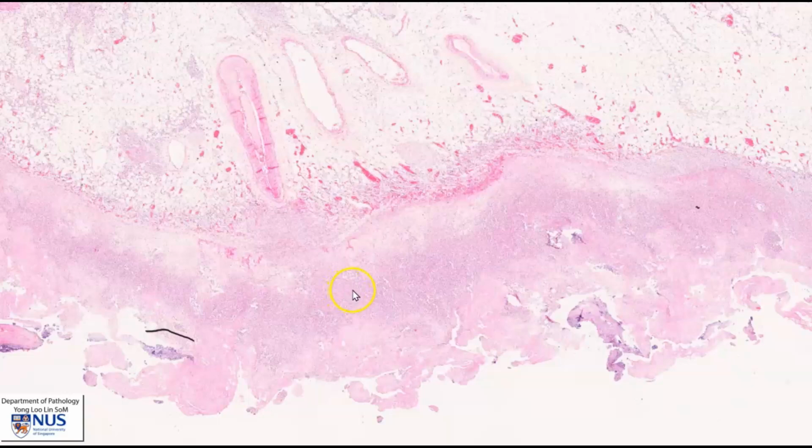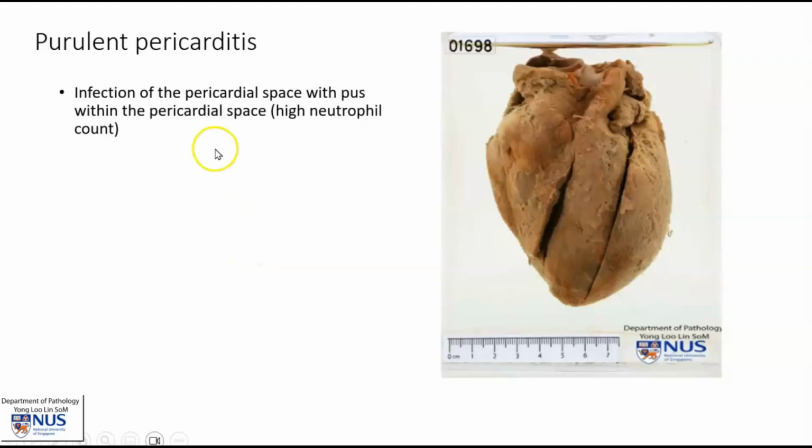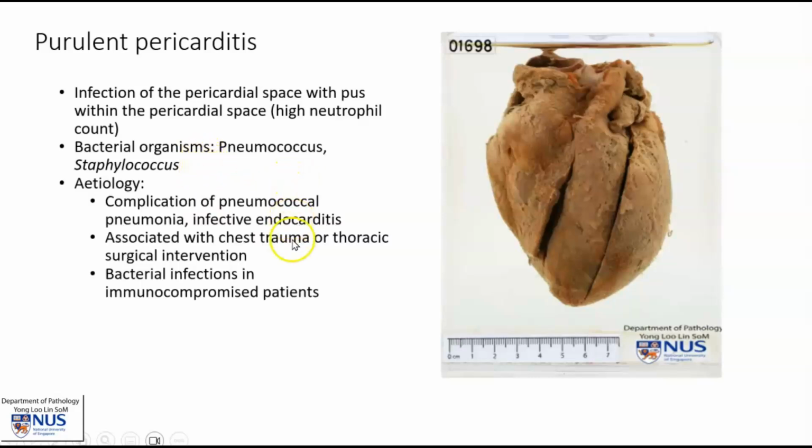Let's learn a bit more about purulent pericarditis. This is an infection of the pericardial space with pus or purulent material within the pericardial space with a high neutrophil count, as we saw, and usually the causative organisms are bacterial in nature. This can be due to a complication of infection in the vicinity, for example, pneumococcal pneumonia or infective endocarditis.